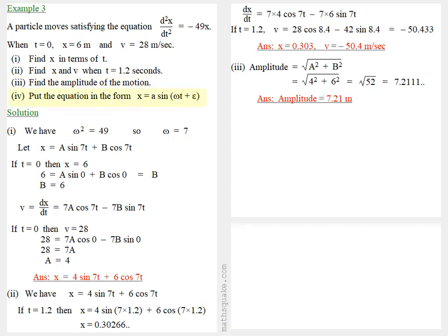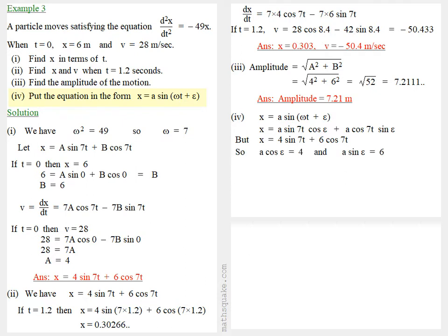And then finally in part 4, we're asked to put the equation in the form x equals a sine(omega t plus epsilon). Well, if we start with x equals a sine(omega t plus epsilon), we've got x is equal to a sine 7t cos epsilon plus a cos 7t sine epsilon. But x is equal to 4 sine 7t plus 6 cos 7t, and so a cos epsilon is 4 and a sine epsilon is 6.